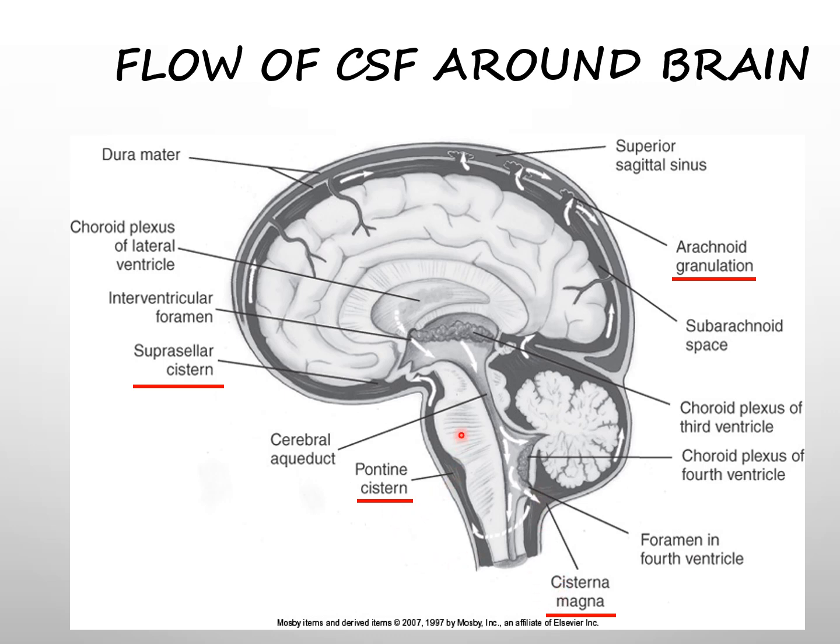Pontine cistern, so this is near the foramen magnum here. This one's near the pons right over here, which is part of the brain stem. And then the suprasellar cistern is here too. So again, just look at what I've highlighted for you to remember or note. And then we'll talk about this structure here called the corpus callosum in a little bit.